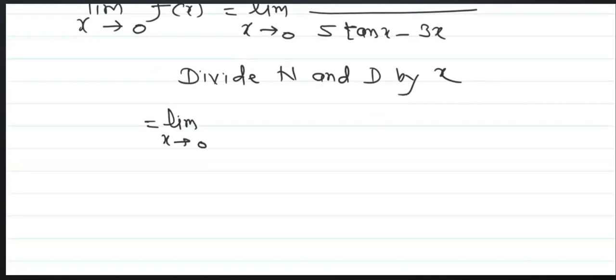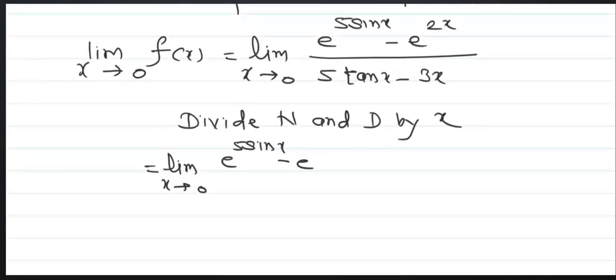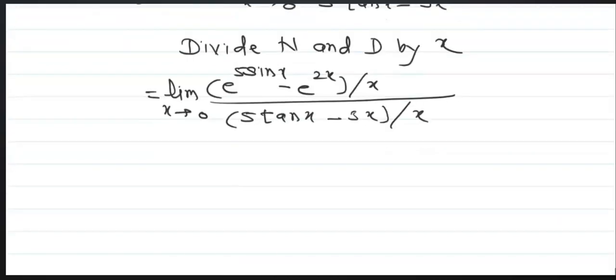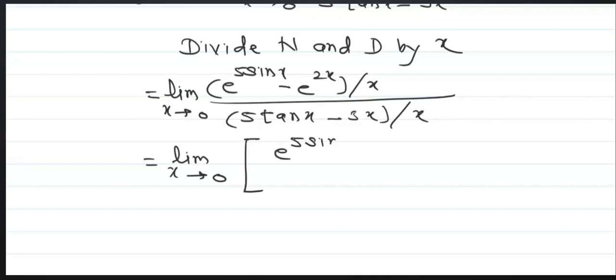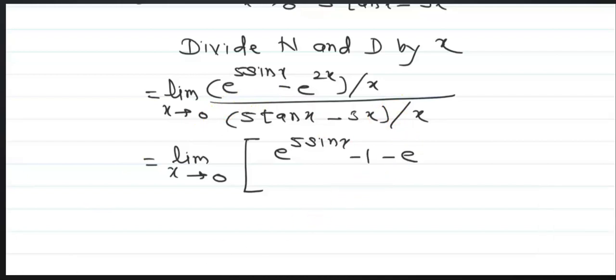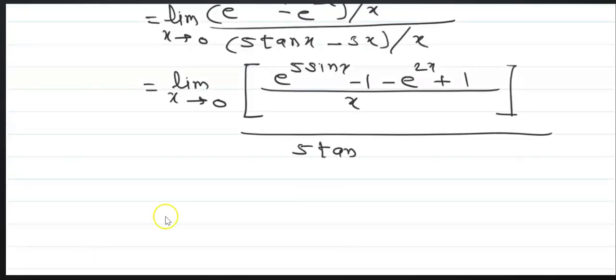Now see this, divide n and d by x. Limit x tends to 0, e raised to 5 sin x minus e raised to 2x upon x upon 5 tan x minus 3x upon x. Now this step is important. न्यूमरेटर आणि डिनोमिनेटर आपण कशाने डिवाइड करत आहोत? तर x ने डिवाइड करत आहोत. That is e raised to 5x minus, this is important.